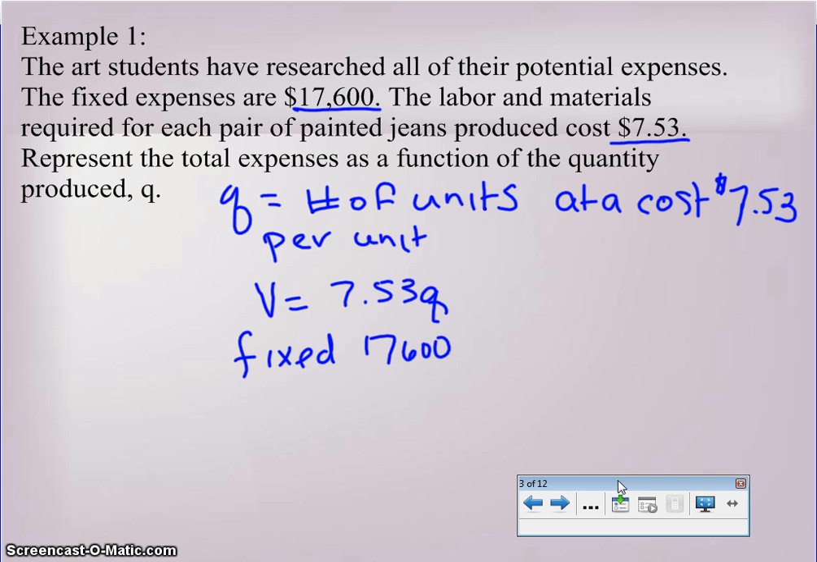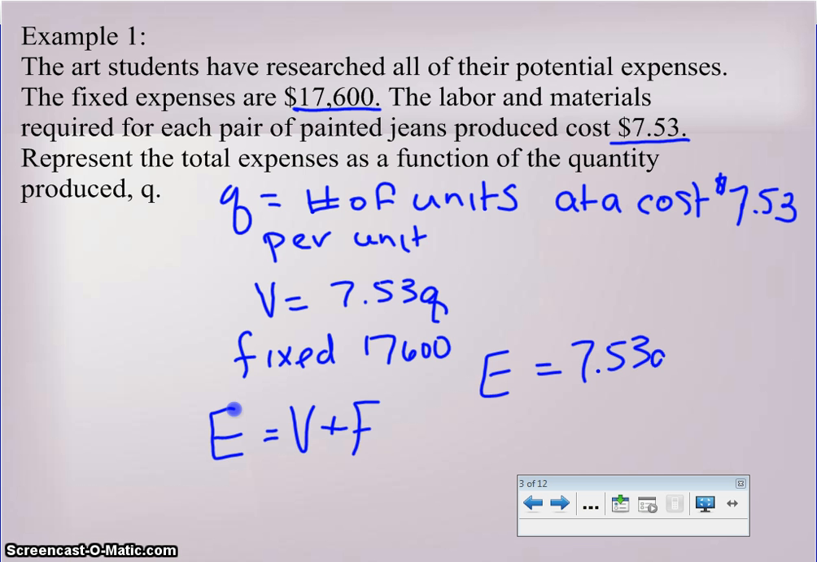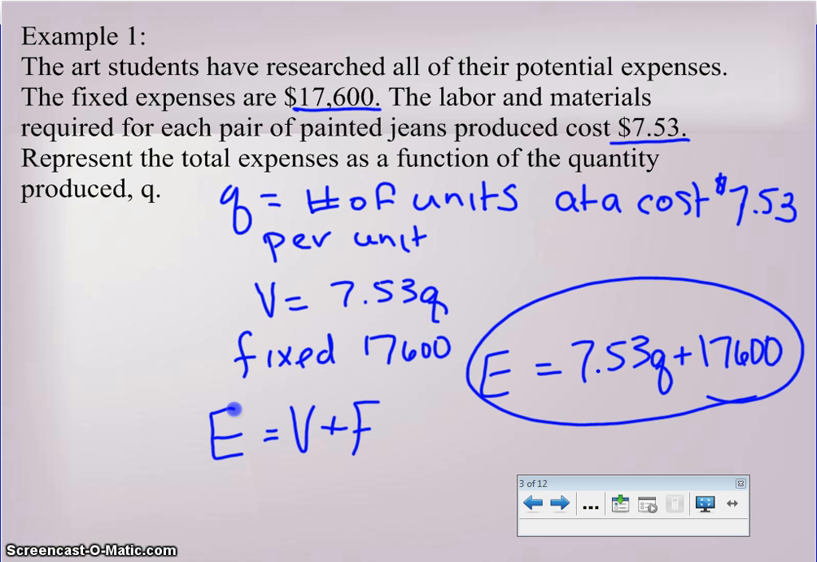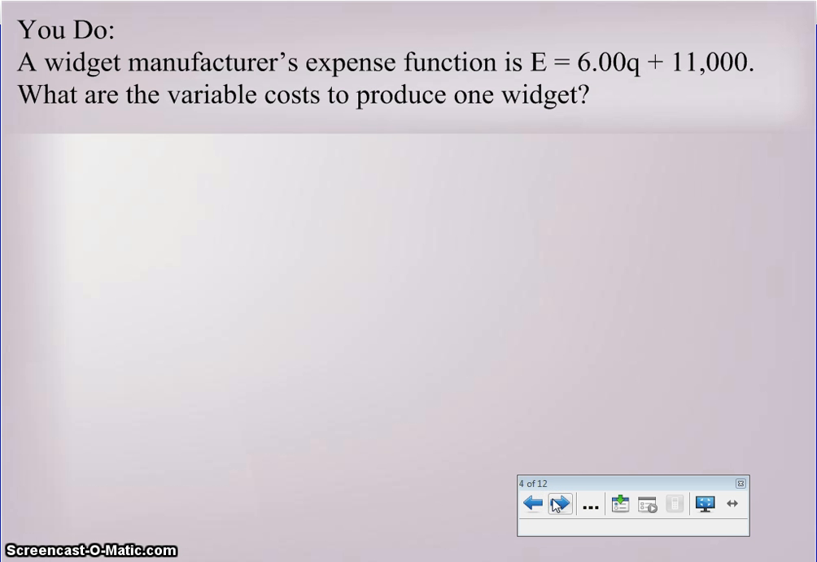So overall, my expenses are my variable expenses plus my fixed expenses. So my expense equation is going to be 7.53Q, which is my variable expenses, plus the 17,600, which are my fixed expenses. All right, please press pause. Go ahead and solve this. When you're ready, come back and we'll work it together.